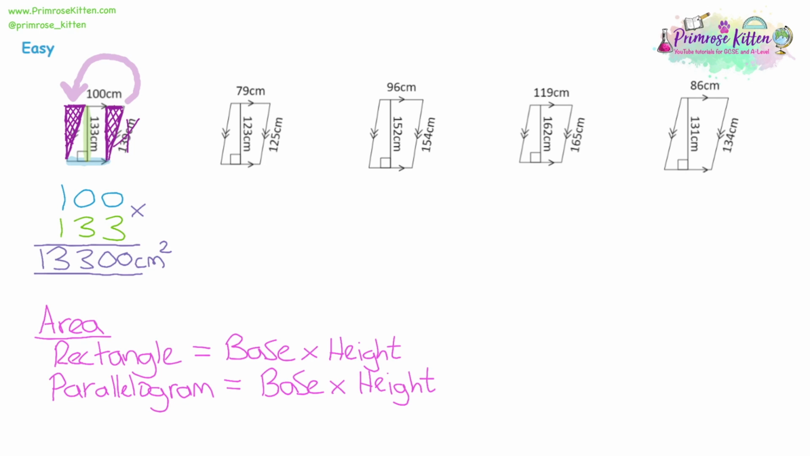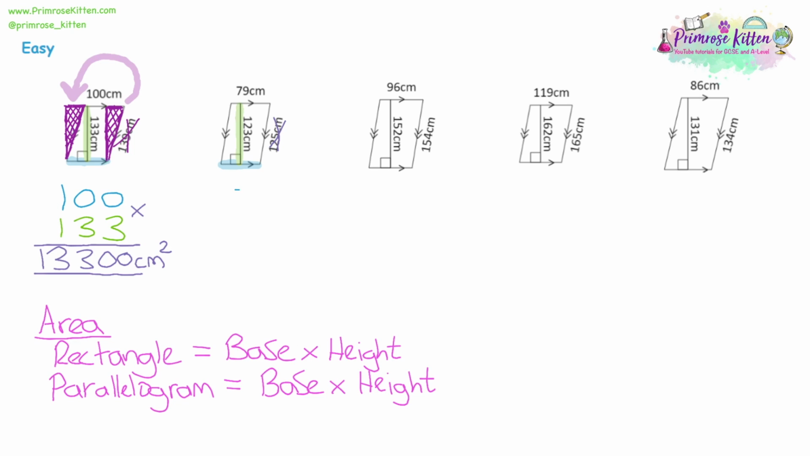You have to ignore that third measurement. So let's try that method again with question 2. We're going to identify the base, which would be 79 centimetres. We're going to identify the height, which is at a right angle to the base, so that'll be 123 centimetres, and we're going to ignore the 125 centimetres. That's the diagonal edge. It's not at a right angle to anything else, so we're not going to use it.